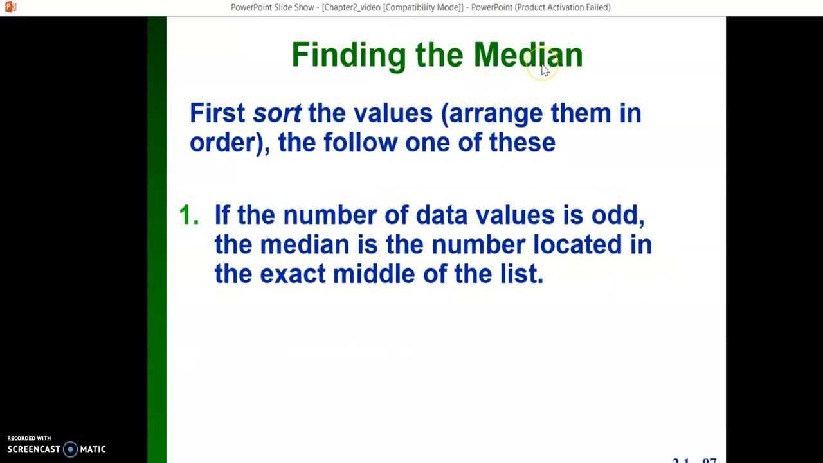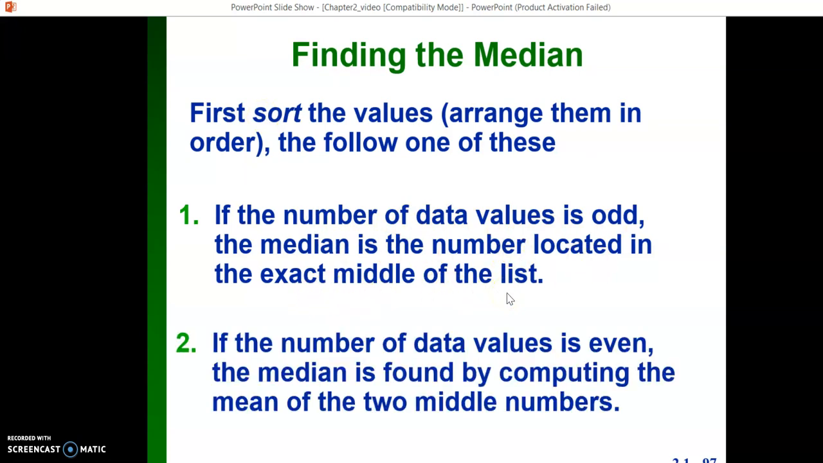Finding the median. How do you calculate the median? I already talked about that. You have to write the values in order, smallest to largest. If the number of data values is odd, the median is the number located in the exact middle of the list. If the number of data values is even, the median is found by computing the mean of the two middle numbers.